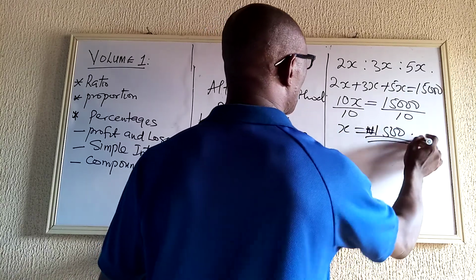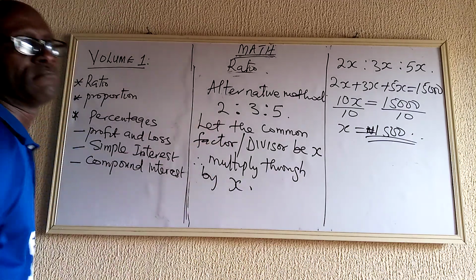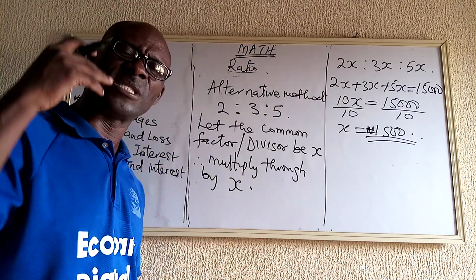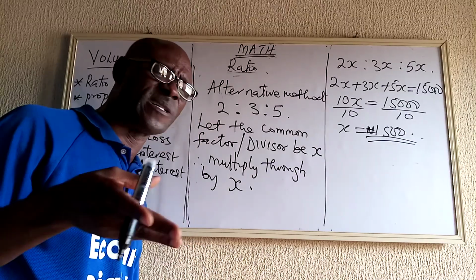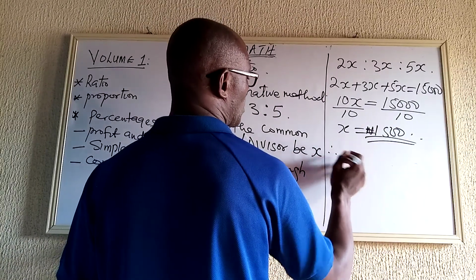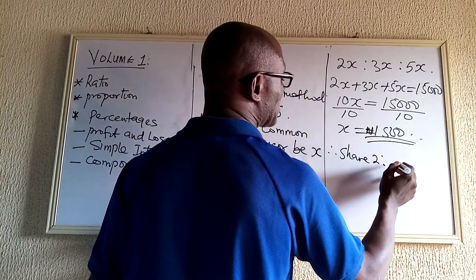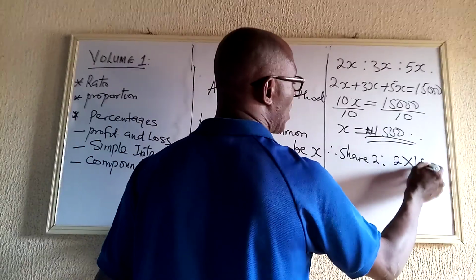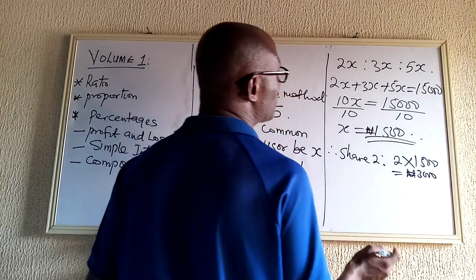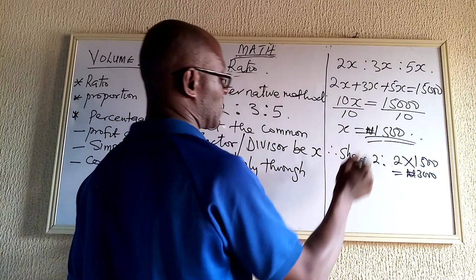That means 1,500 naira will be used to multiply each ratio to get the actual share of the profit that goes to each individual. Therefore, share 2, we get 2 times 1,500, which is 3,000, because 2 times X is now being replaced with 1,500.